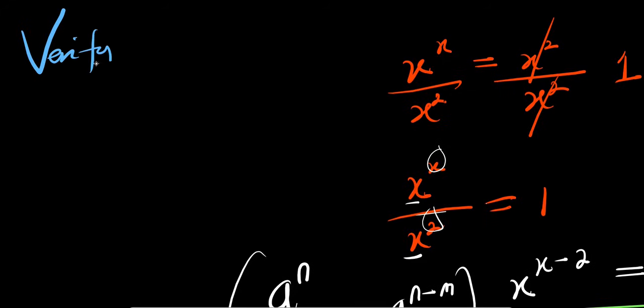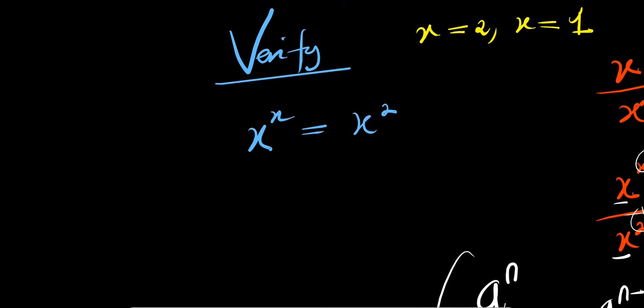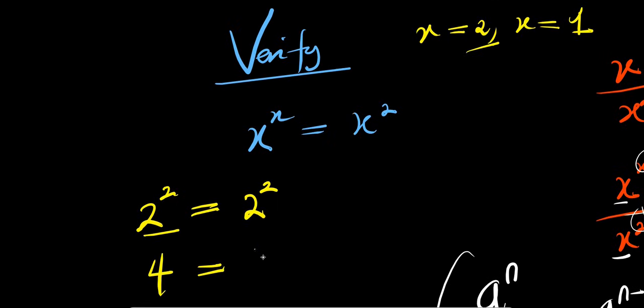Now it's time to verify our solutions. We have x power x equals x power 2. Let's write out the two solutions: x equals 2 and x equals 1. If x equals 2, I'll have 2 power 2 equals 2 power 2. And 2 to the power of 2 here is 4, equals 2 to the power of 2 here, which is 4.